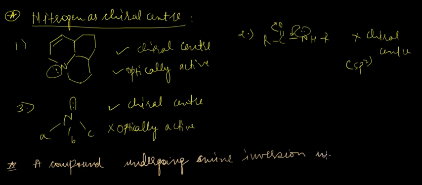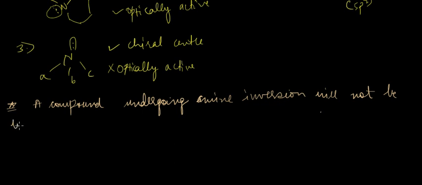A compound undergoing amine inversion will not be counted in stereoisomerism or in stereoisomers because they are conformers.